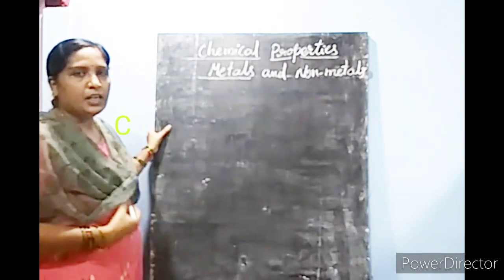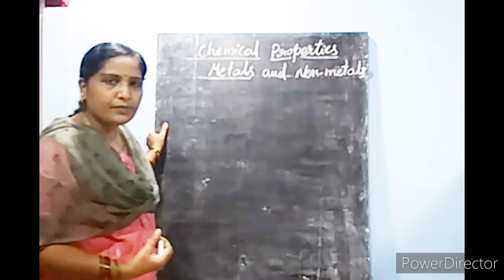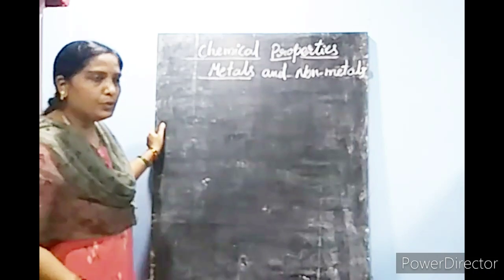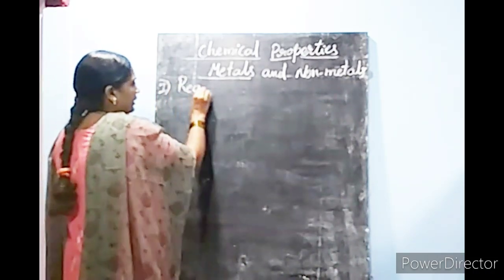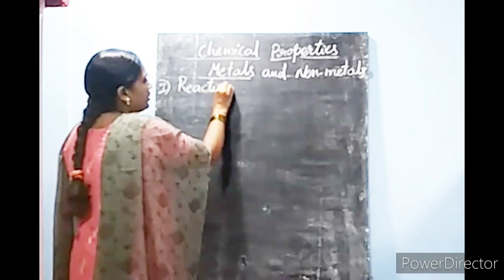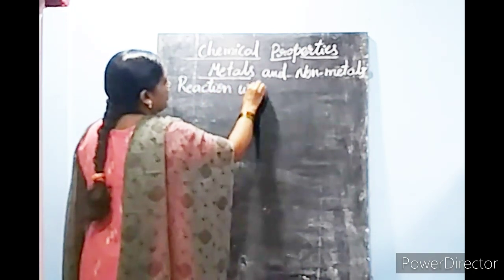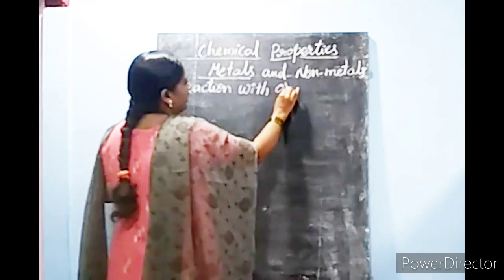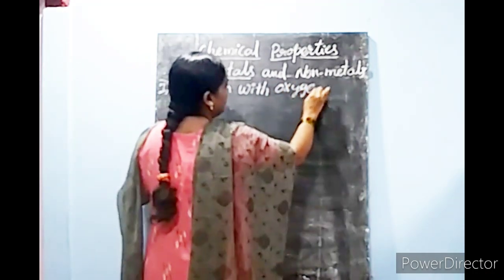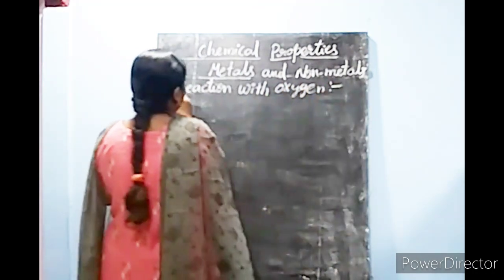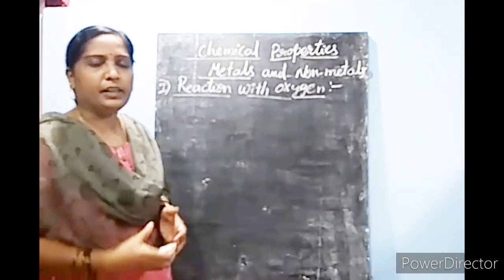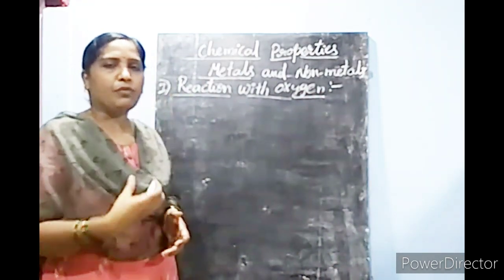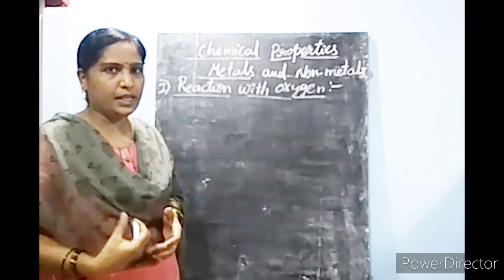Now we'll see how metals react with oxygen. So now we are going to observe that reaction with oxygen. How metals react with oxygen we'll see. When any metal reacts with oxygen, they form their metal oxides.